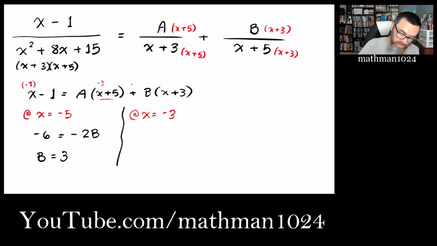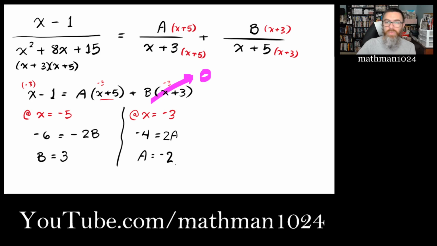negative 3 for all of these x's here, well, we can see here that negative 3 plus 3 is going to become 0, so that whole guy is gone. On the left side, negative 3 minus 1 is negative 4. And when I plug in negative 3 here, I end up with a positive 2, so 2 times a, which means a equals negative 2.